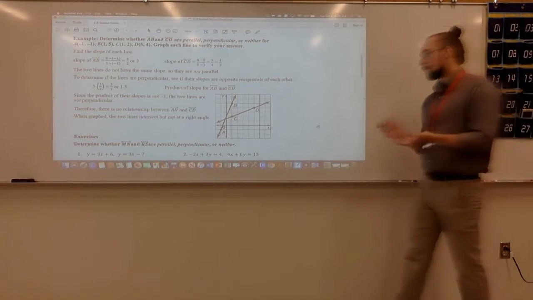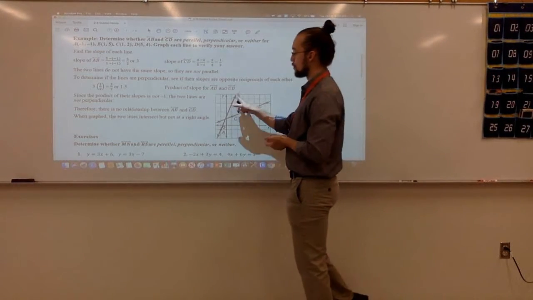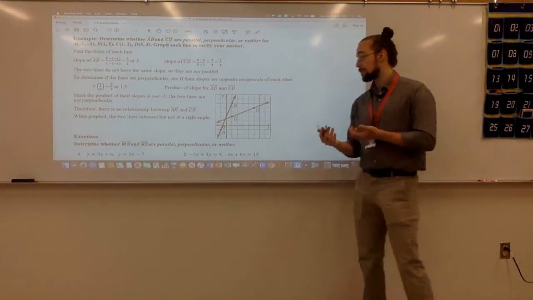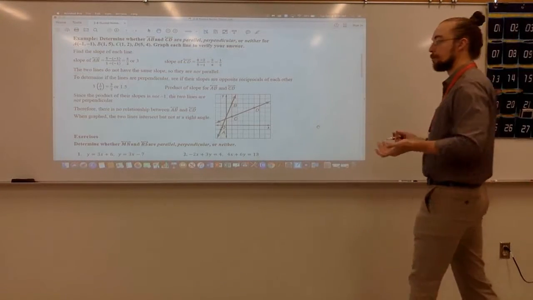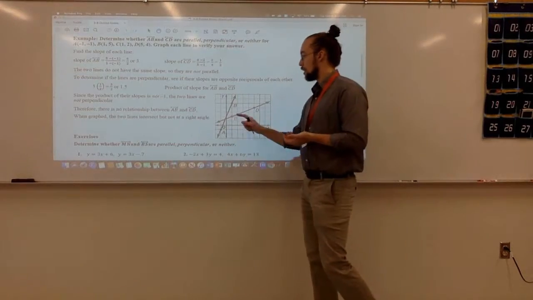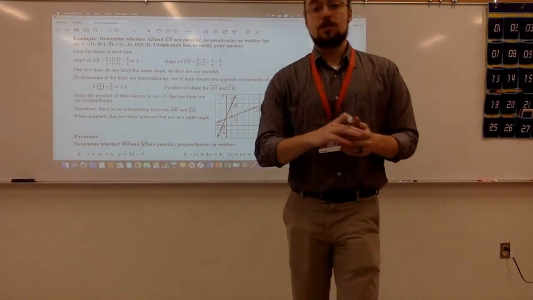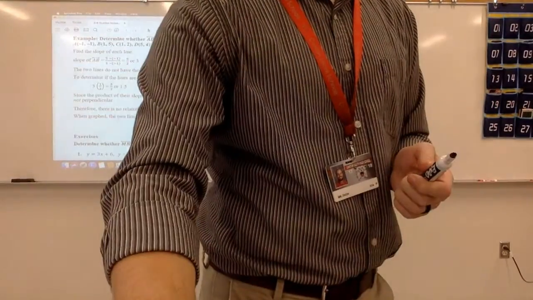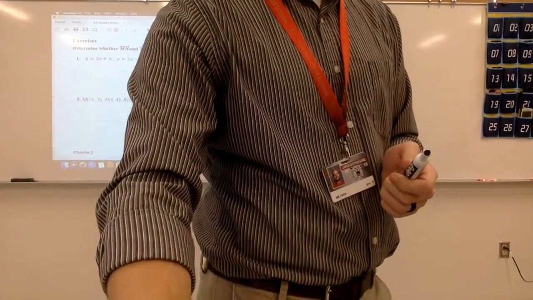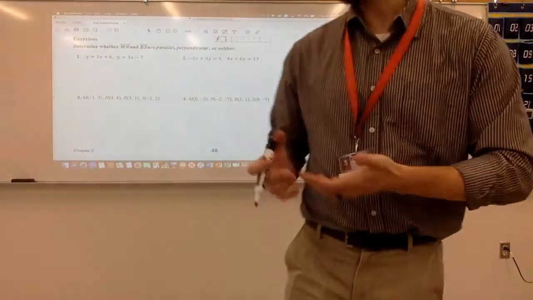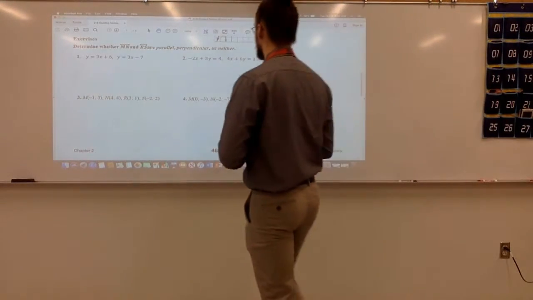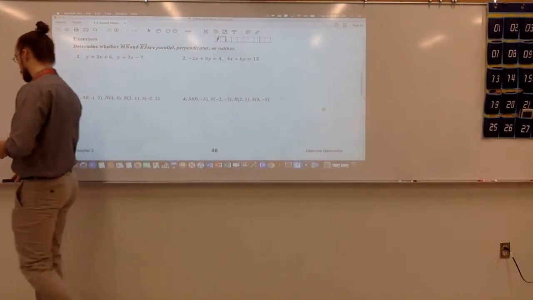Right here, they're neither. This would be the graph of those two lines. You can see that they're not parallel, but they're also not perpendicular. They don't meet at a right angle. So let's jump down to the exercises then, and in all 4 of these, we want to determine whether these two lines are parallel, perpendicular, or neither.